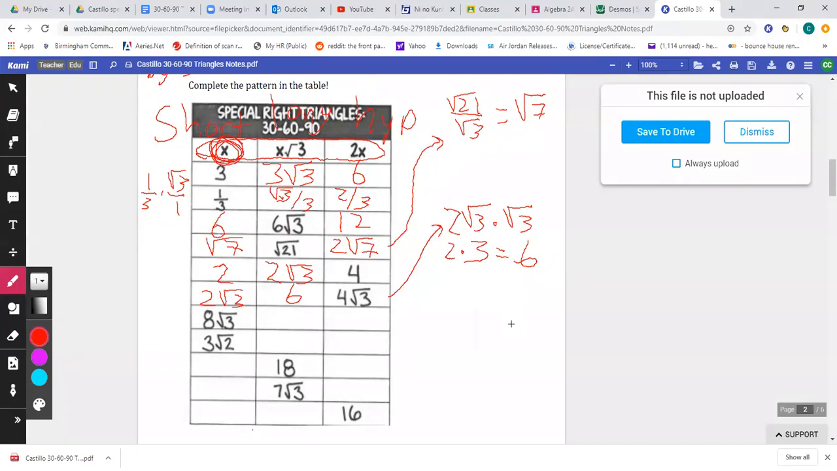Okay, so the next one is actually just like the problem before it. So if they give you the short leg as 8√3, and you need to get the long leg, remember to just multiply by √3, right? 8√3 times √3. And like I said before, √3 times √3 is just 3. So 8 times 3 is 24, right? Okay.